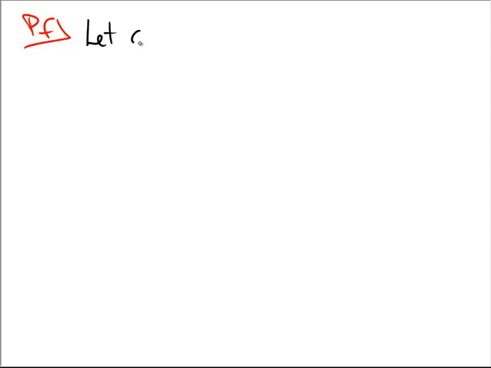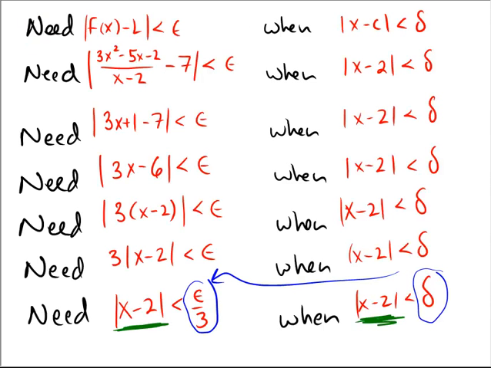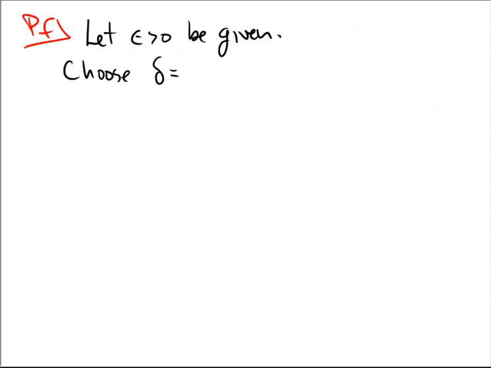Let epsilon greater than 0 be given. We need to make a choice now. We will choose delta to be equal to, well, after that discussion, it looks like we're going to choose delta to be equal to epsilon over 3. So choose delta equal to epsilon over 3. Okay, then we have to assume the antecedent of that conditional. So we'll assume that |x - 2| happens to be less than delta. Okay. And then what happens?